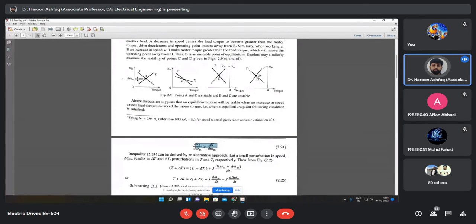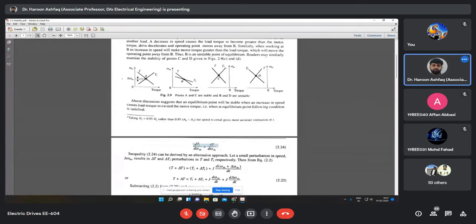The point of operation is point D. You have to check whether point D is stable or not. You have the condition of the load torque to be negative. This is a straight line with a negative slope. And you have a motor torque with a positive slope.